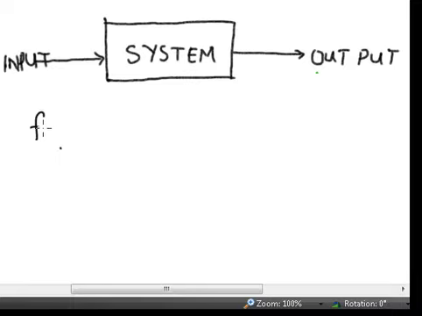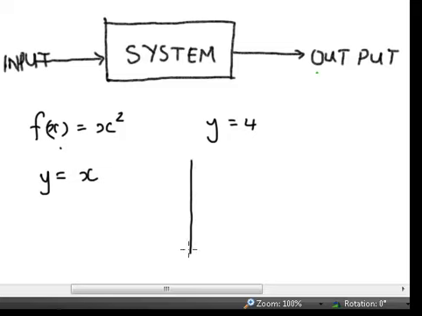If you look at the parabola, f of x equals x squared, if you talk of y equals 4, there's many to 1. What is that? It's 2 and minus 2, isn't it? But 2 alone maps to 4 only, and minus 2 alone maps to 4 only. That is 1 to 1. But there are some functions like this, y is equal to x, where you draw the graph like this.